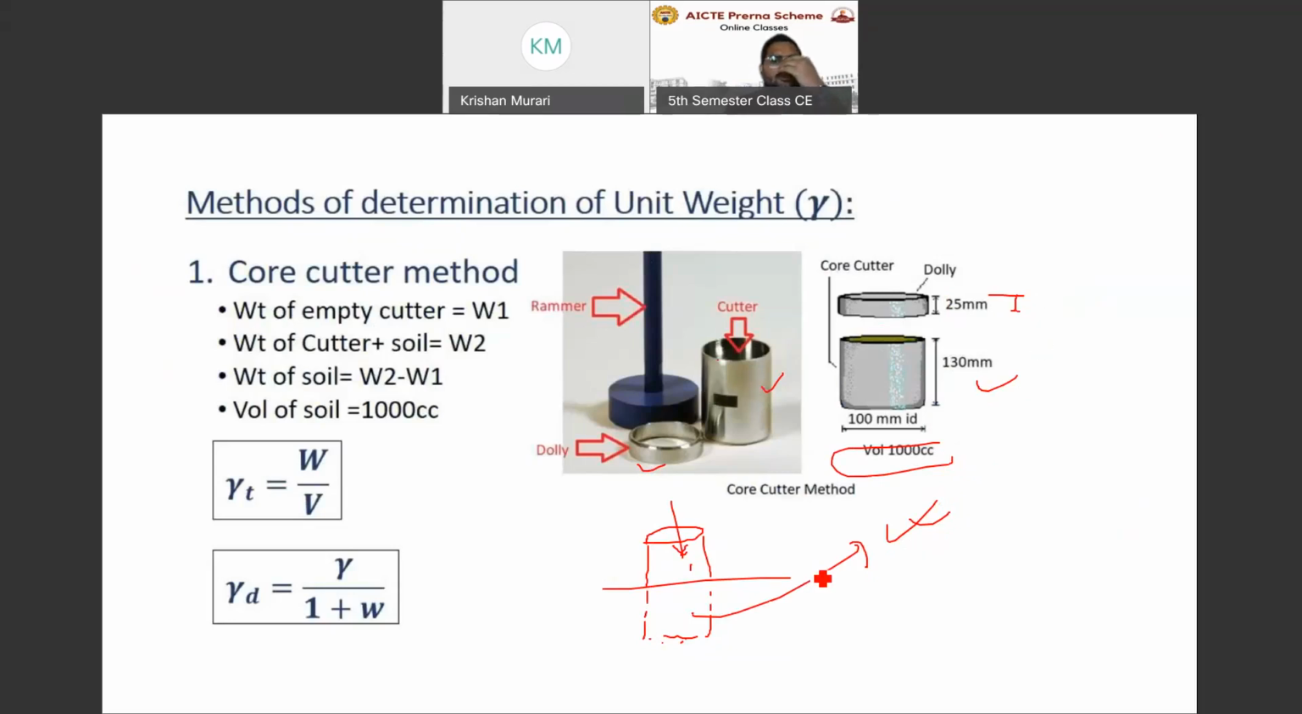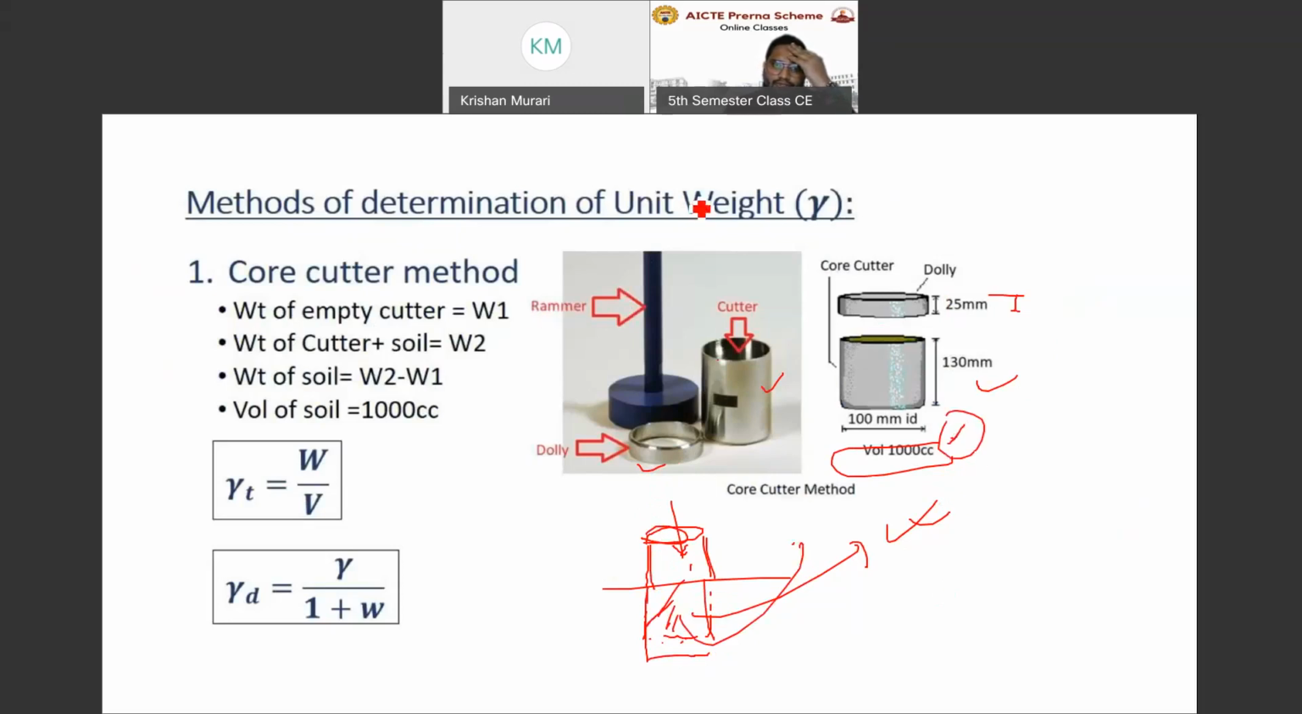Here is a rammer. So firstly we put the core cutter here. After that the dolly is put over that, and after ramming is done here, the soil is attached with the cutter, and after that we know the volume of the soil here.